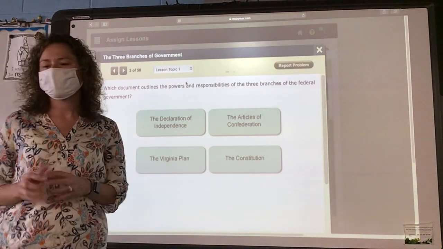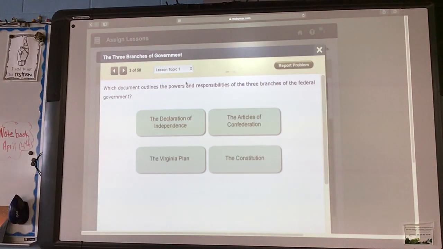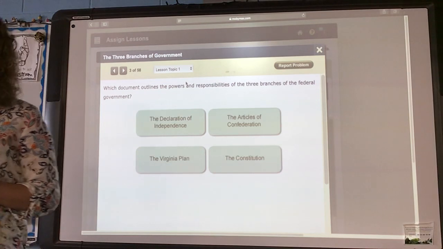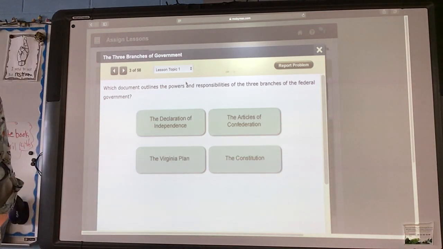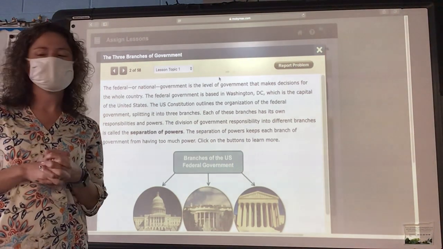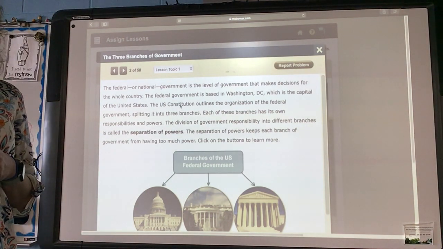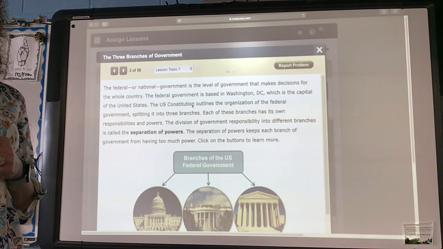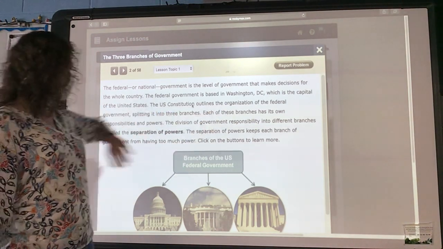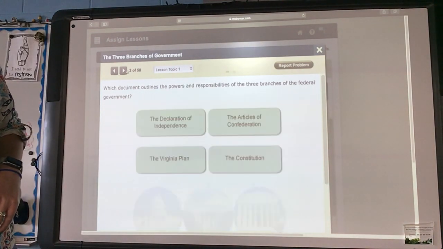So if I go to slide 3, I talked about a document that outlines those powers and responsibilities. What was the name of that document? Jackson? Real loud, I can hear you. Article. Not the Articles of Confederation. That's one we talked about early on, wasn't it? In the American Revolutionary War. So if I go back, Adam, what is it? Nick? It's the Constitution. Right here, right? The U.S. Constitution outlines the organization of the federal government, splitting it into 3 branches. So, the Constitution, remember, always go back.